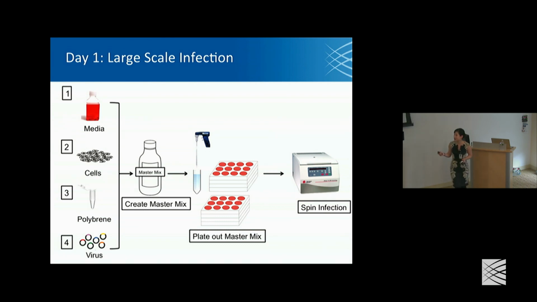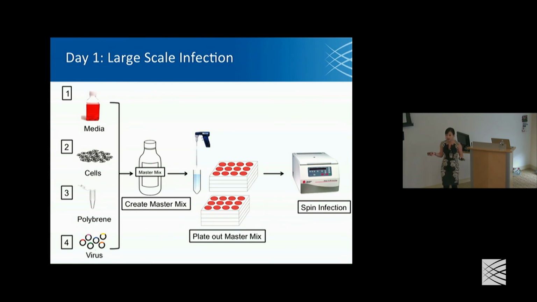So we're going to make a first master mix that contains our media, cells, polybrene, and virus. We're going to mix it well, plate out our master mix, and then put it in the centrifuge for spinning. When you're creating your master mix, it's really important you follow this guideline here, where you add the media first and then the cells. Before you add your polybrene, you're going to want to make sure you let your virus thaw out first. And when your virus is mostly thawed, then you want to add your polybrene.